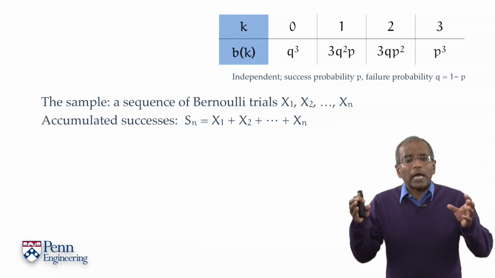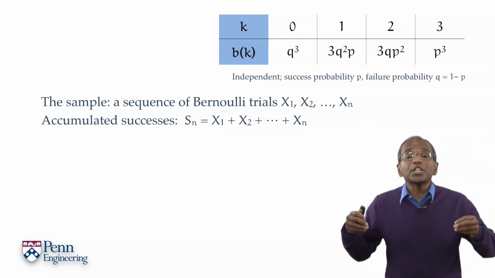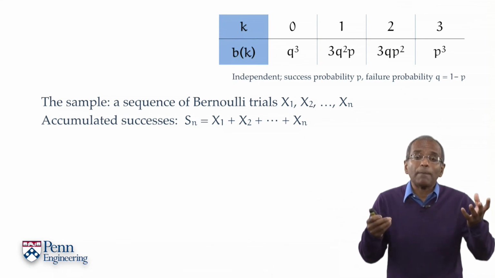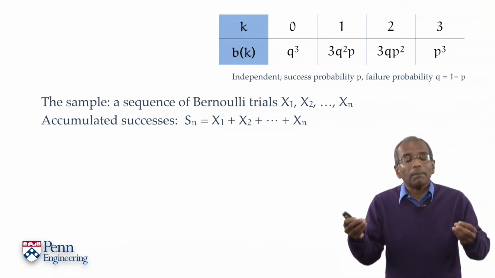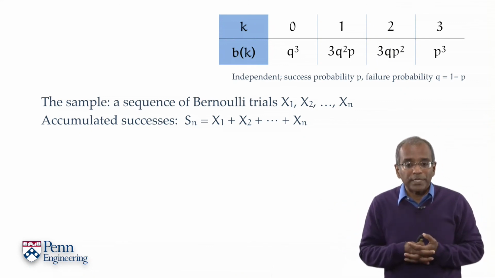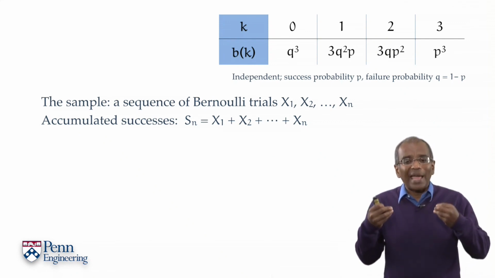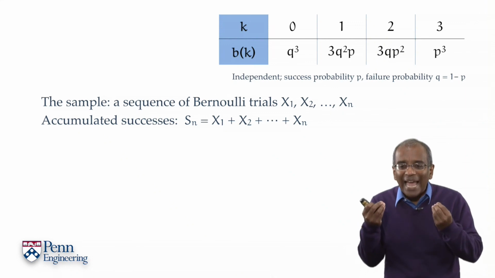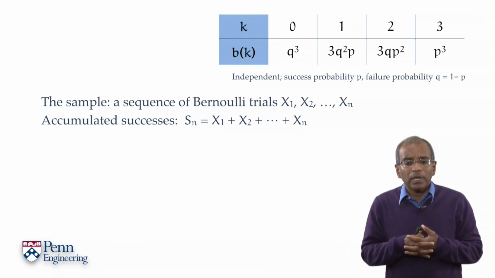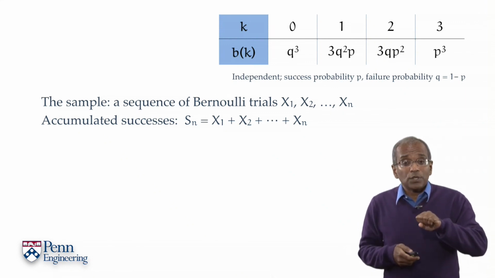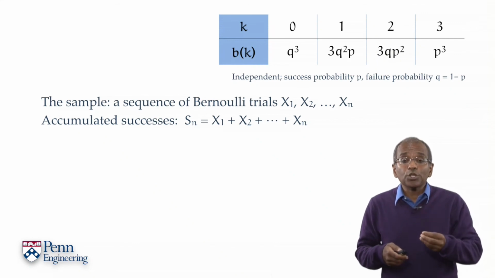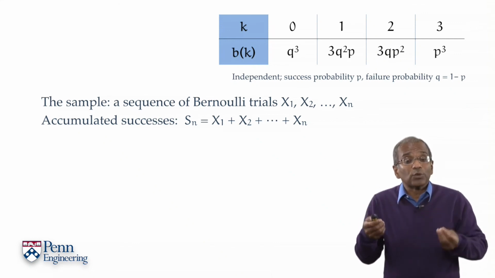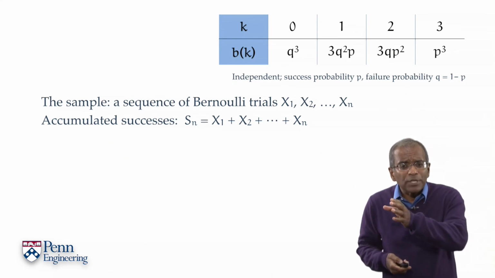So let us begin now with a sample of a generic size n. x1 through xn represent Bernoulli trials by tossing your coin with success probability p. Let S sub n represent the accumulated successes in these n trials. Our question is to figure out what the distribution, or the atomic mass function, is that we should associate with S sub n. Now, let's consider a particular sequence.